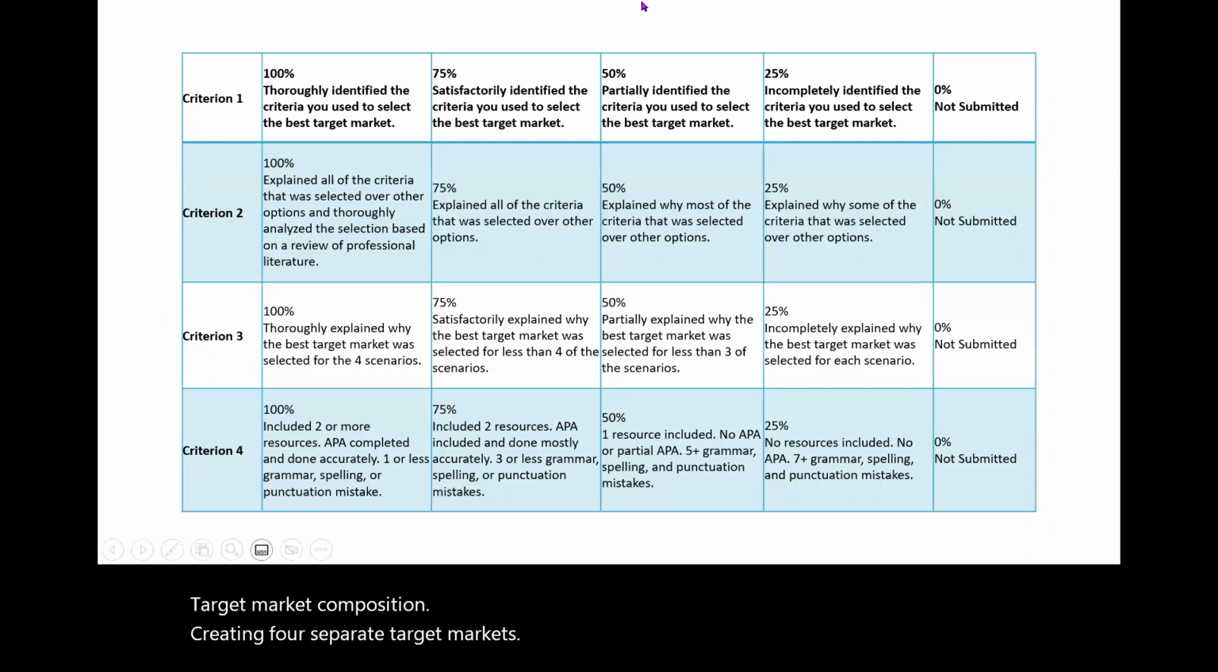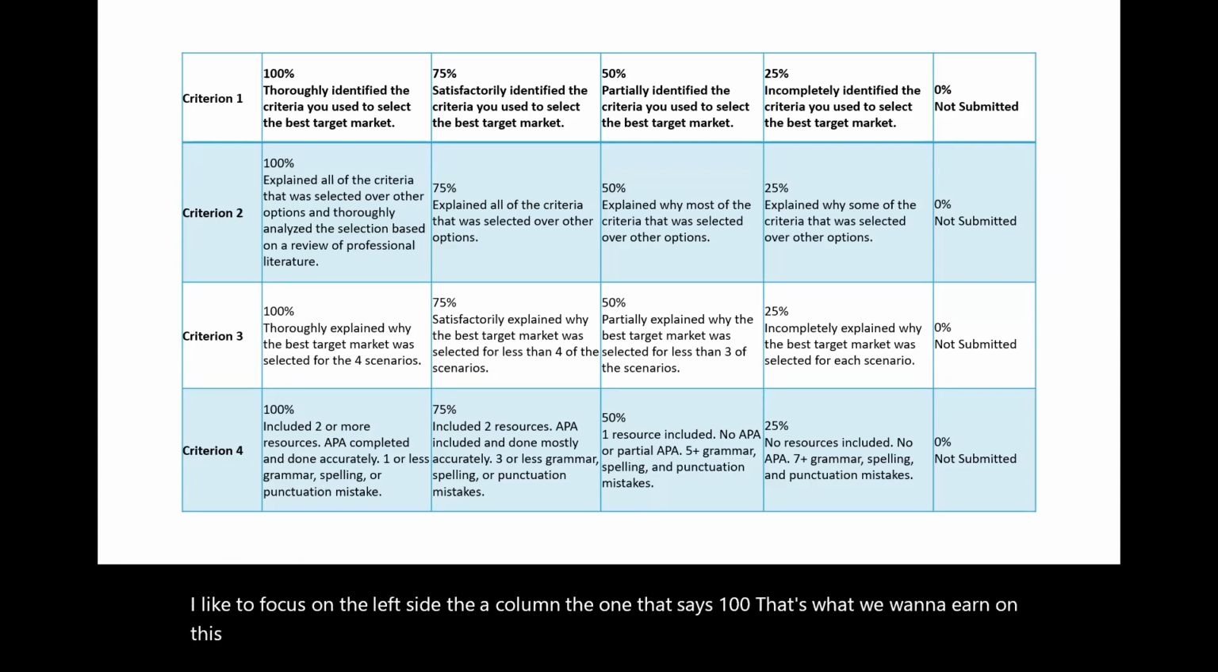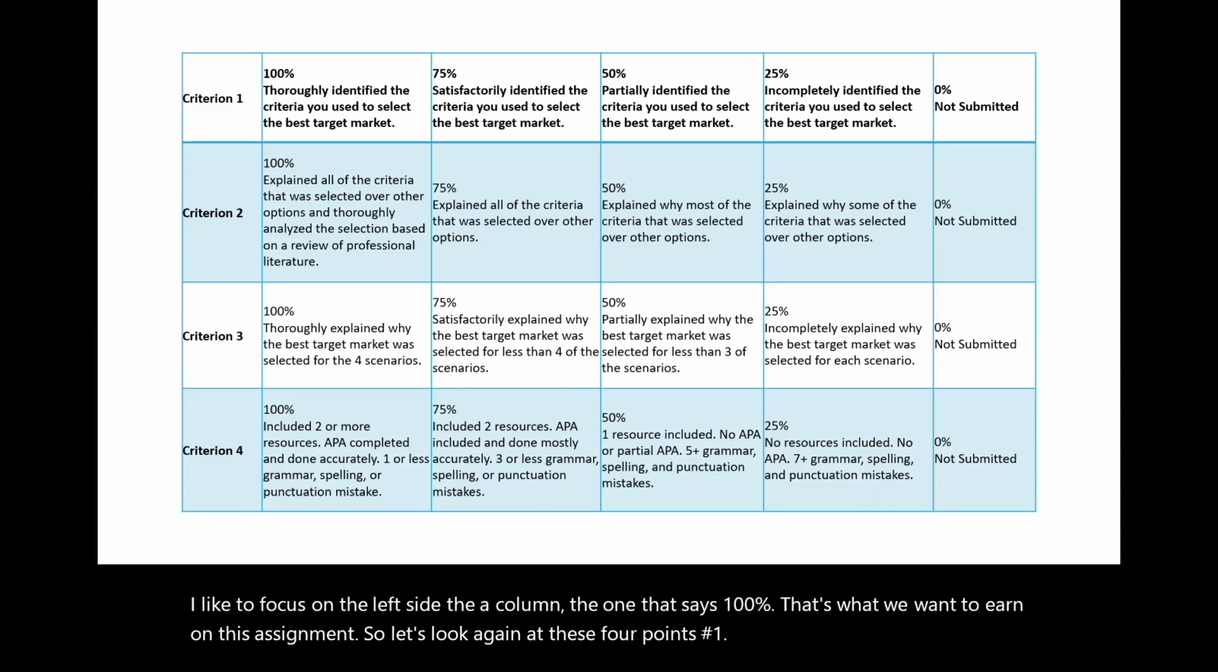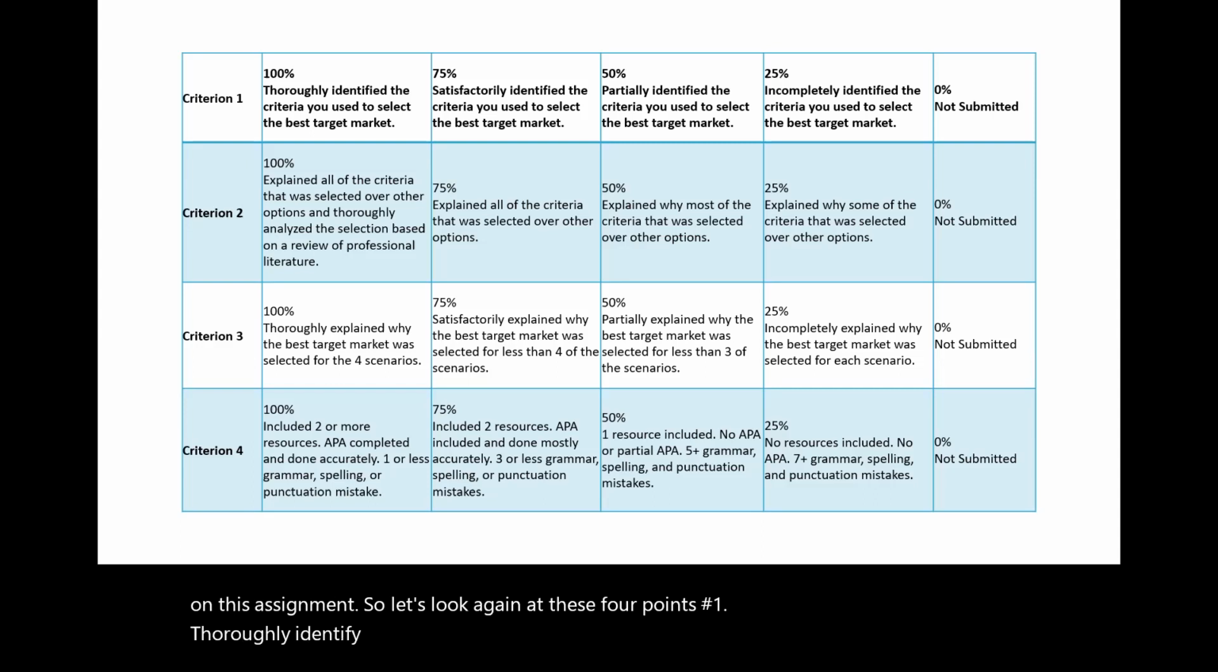All right, the grading rubric. I like to focus on the left side, the A column, the one that says 100%. That's what we want to earn on this assignment. So let's look again at these 4 points. Number 1, thoroughly identify the criteria you used to select the best target market. We're doing that for each of the 4 scenarios.